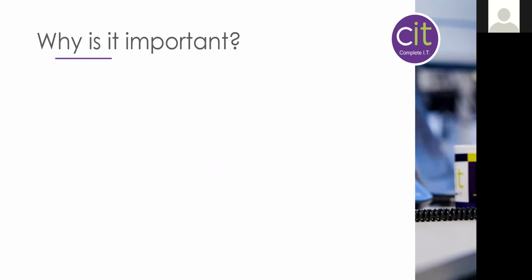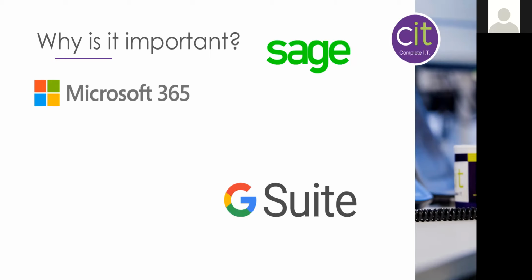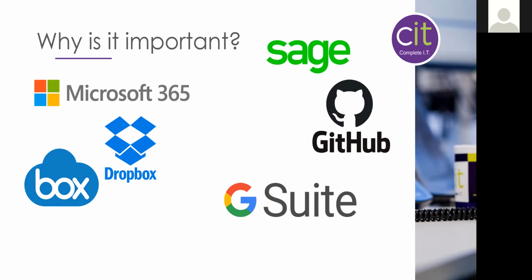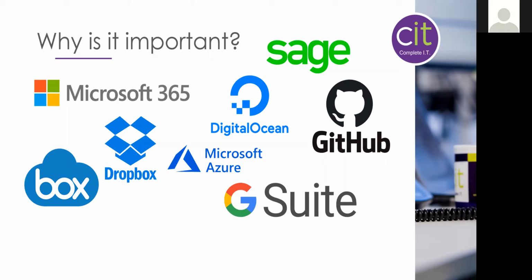So why is this important? Well, in this day and age, we're becoming ever more dependent on the cloud. More and more industries are moving various operations to the cloud, and cloud platforms are just growing every day. So you've got things like Microsoft 365, which is obviously the big one that most people know about now. But you've also got Sage with an online platform, Google with G Suite, Dropbox is all in the cloud, Box, similar concept, GitHub for code repositories, DigitalOcean, Microsoft Azure. All of these things are cloud-based.